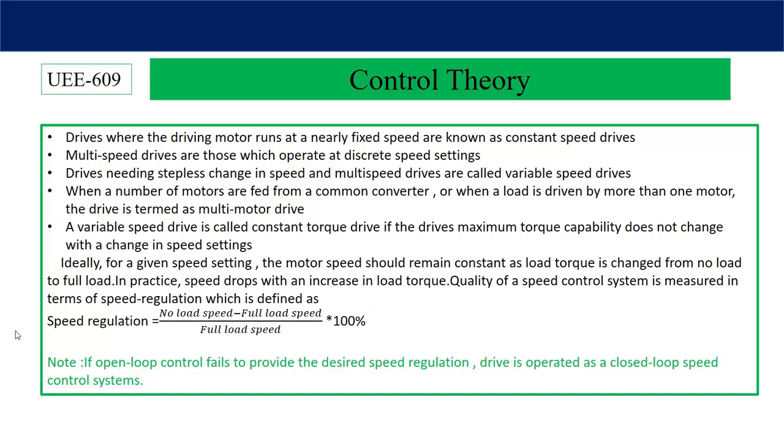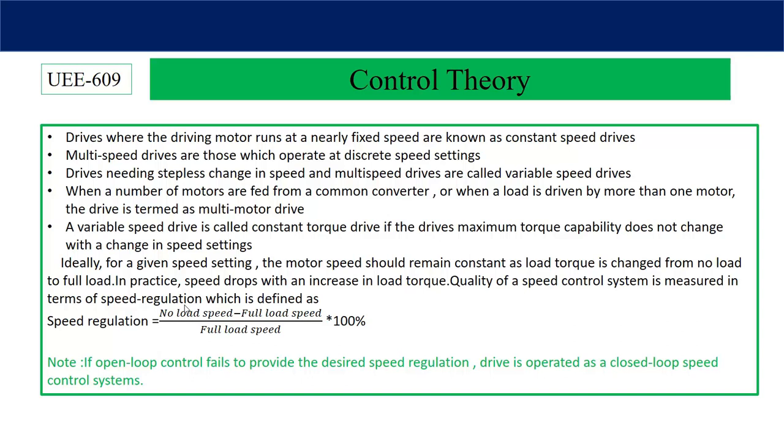For a particular drive system, this speed regulation is set, and the complete drive system or closed loop system is designed to obtain that speed regulation. If open loop control fails to provide the desired speed regulation, the drive is operated as a closed loop system. That means some parameter you have to sense from the output side or from the input side, and we have to monitor this in such a way that we will get the desired speed of the load or motor.